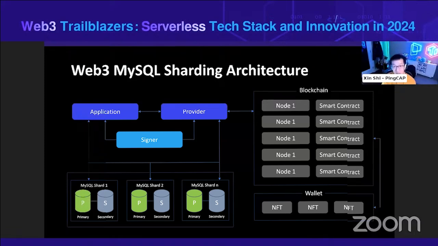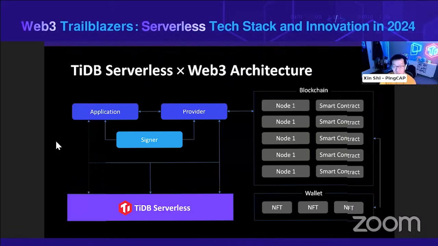Maintaining a database to support a huge amount of data from the blockchain and from customers' wallets, like the metadata, is tons of effort. But with TiDB Serverless, it's just as simple as you can see here. We offer horizontal scalability without the complexity of manual sharding. So the application provider signer setup remains, ensuring secure transactions.